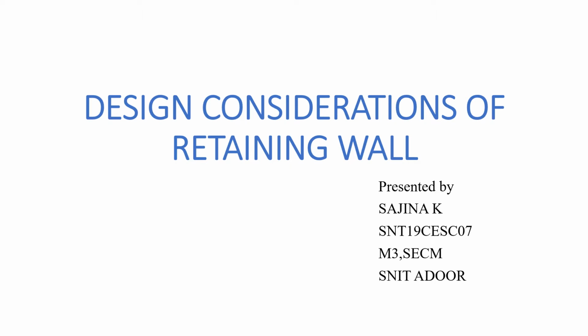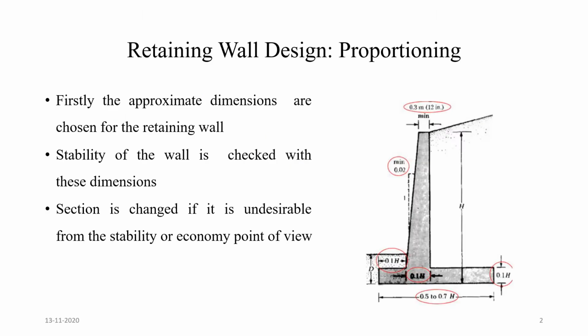My topic is design considerations of retaining wall. First one, retaining wall design and proportioning. Firstly, the approximate dimensions are chosen for the retaining wall. Stability of this wall is checked with these dimensions. Section is changed if it is undesirable from the stability or economy point of view.